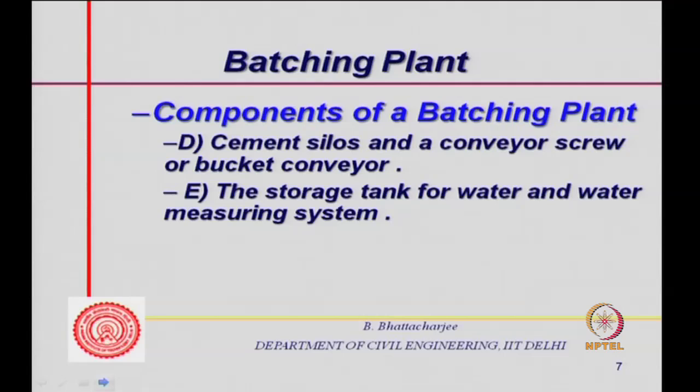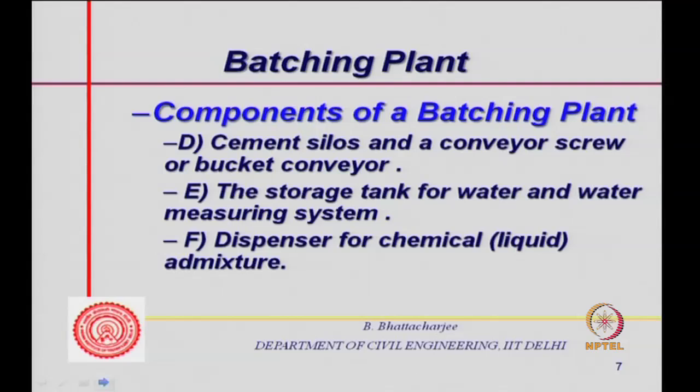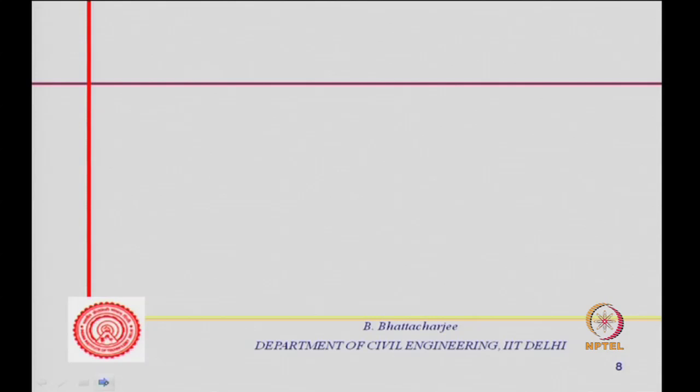If you have admixtures, chemical admixtures, some kind of a dispenser for chemical admixtures, which will actually add to the system before mixing. So these are the components. Now let us look at a batching plant straight away.